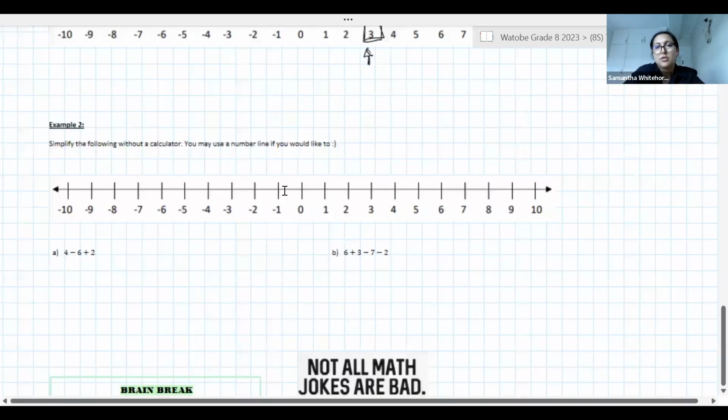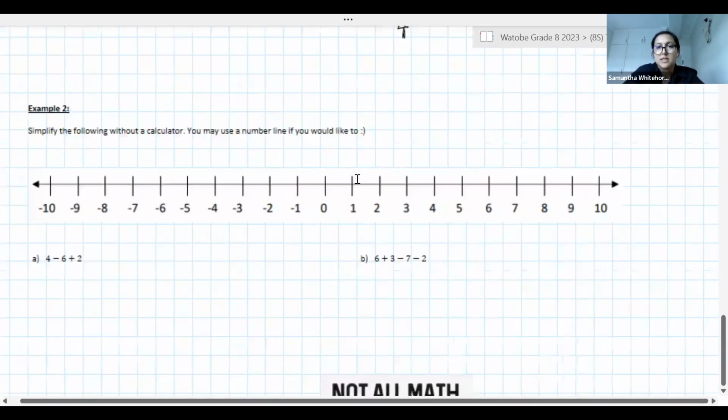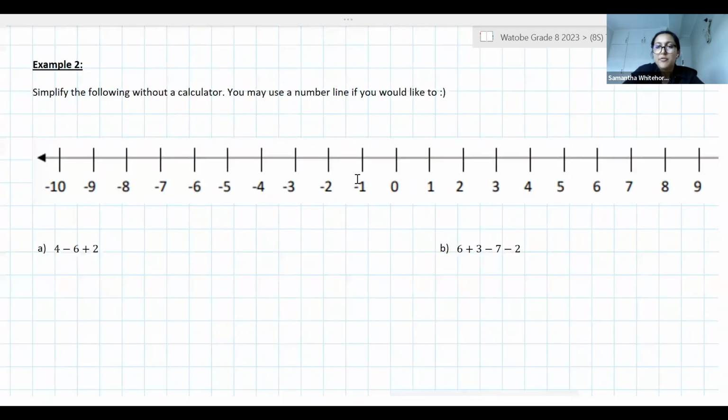Example 2. We've now got 3 terms here that we're adding and subtracting. And I want you to try this by yourselves. Again, I've put a number line here in case you want to use it. But like I said, you don't have to use a number line. Use what works for you. If you have another way of doing this that works for you, and remember, we're doing all of these without a calculator, then do that. Remember your signs. Remember to do it step by step if you need to. So let's focus, let's do this, and let's see what we get. Remember, answers in the chat. Remember to label them A and B for me so that I know which is which.